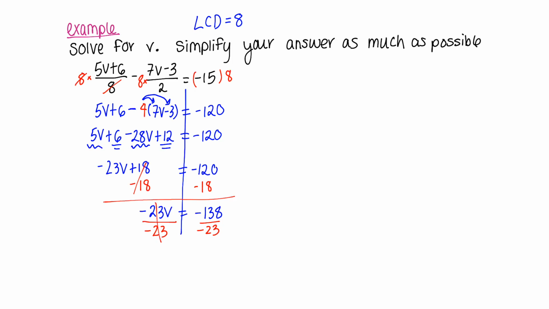That cancels. So we have v equal to, if you have two negatives, it's going to turn out to be a positive. So we have 138 over 23. You can put it in your calculator to see if it simplifies, because I don't off the top of my head know if that simplifies. I assume it doesn't. Oh, it does. It actually simplifies to 6. So v is equal to 6.